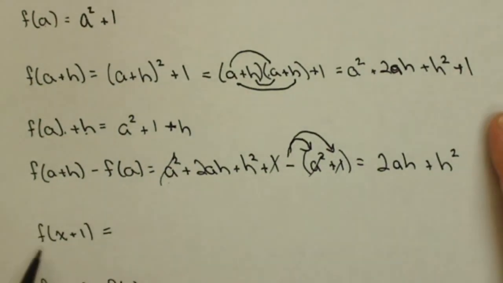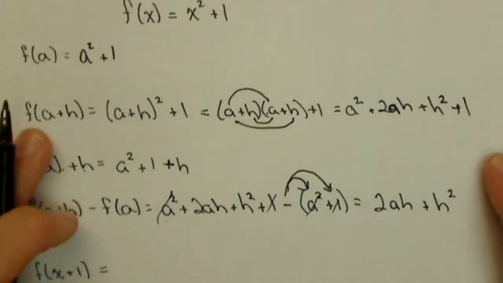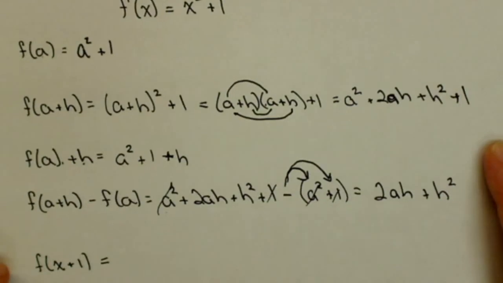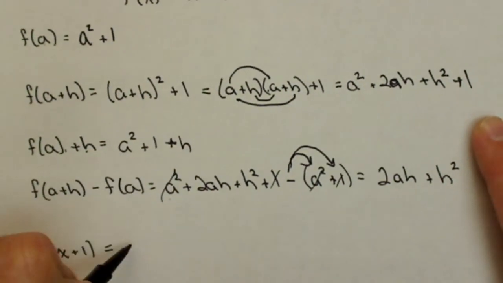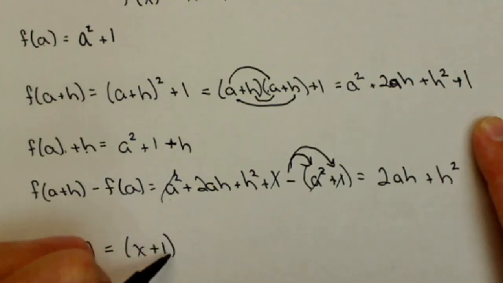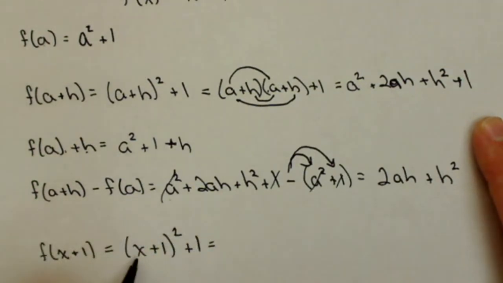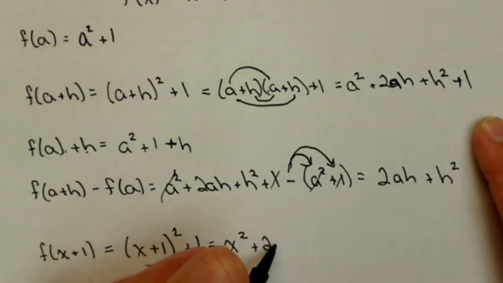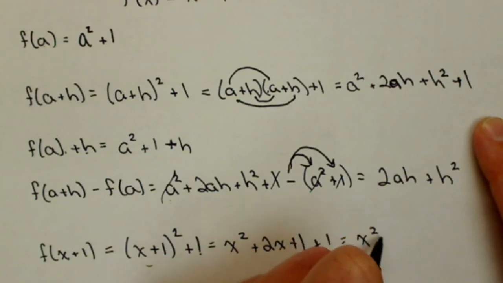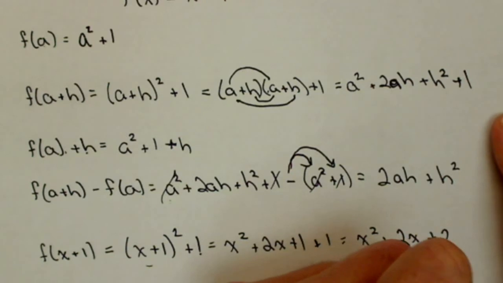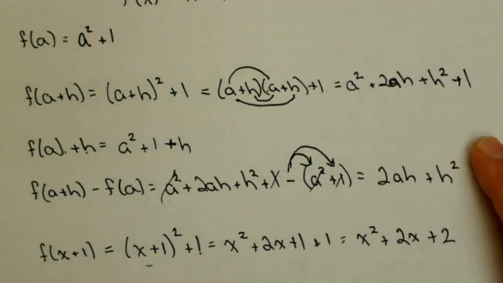Do a couple more. F of x plus 1, remember that our function is f of x equals x squared plus 1. So that means I'm putting x plus 1 in for the x. So that will be x plus 1, the quantity squared, plus 1. Remember, this gets FOILed out. So it's x squared plus 2x plus 1. And then finally this plus 1 at the end here. So x squared plus 2x plus 2 is going to be our nice simplified answer.